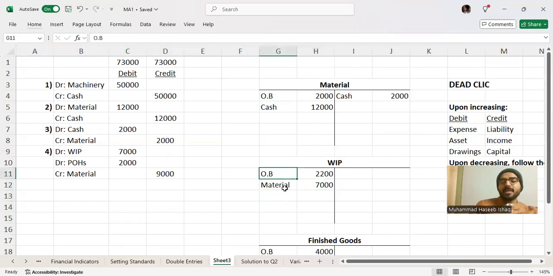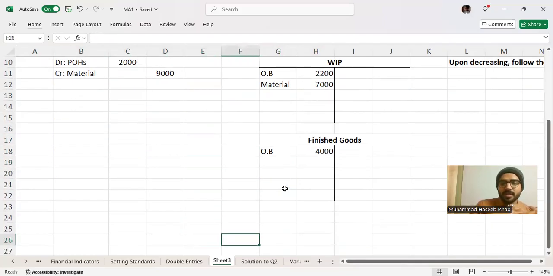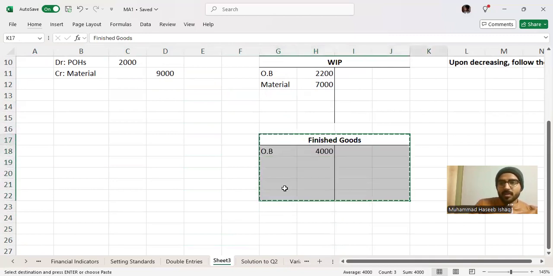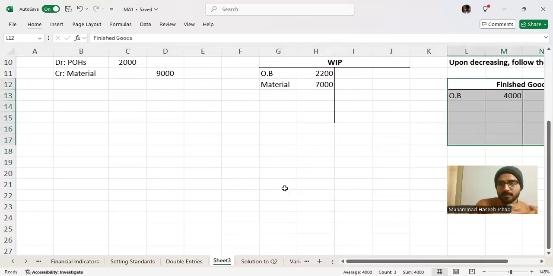So you can say that the work in progress opening balance was 2,200, and then material was transferred to the production worth $7,000. Now we have also used the production overhead account here, so we can also make that account as well. Finished goods account, we won't be needing it right now, so we can take it here.